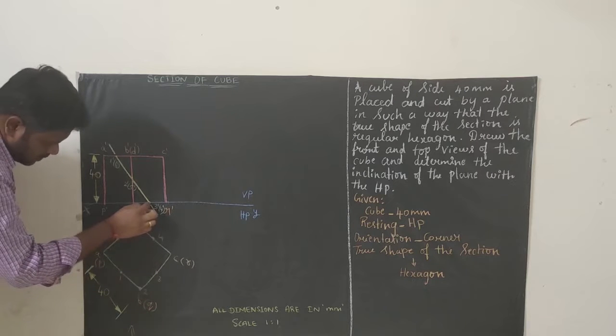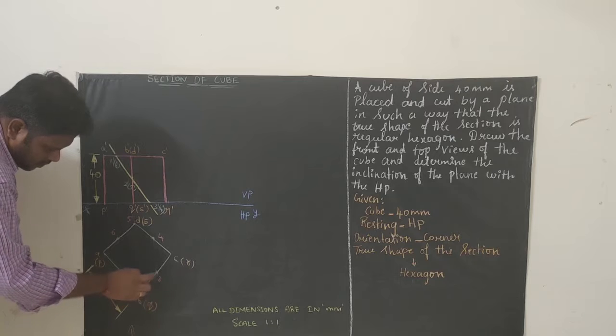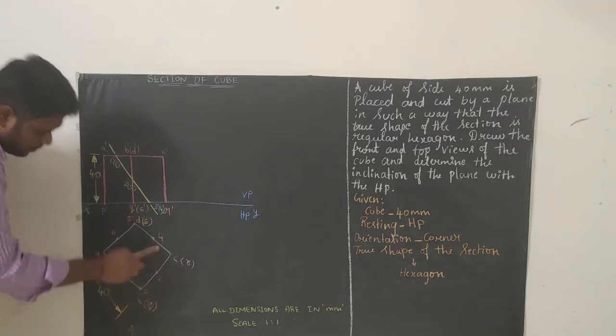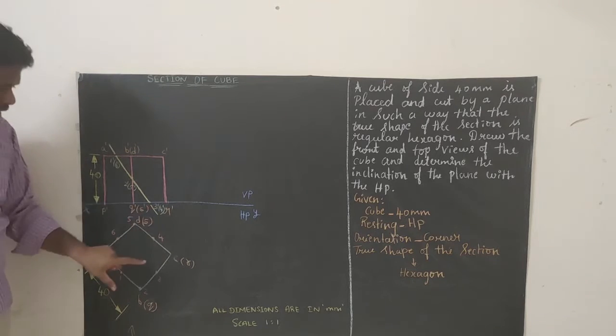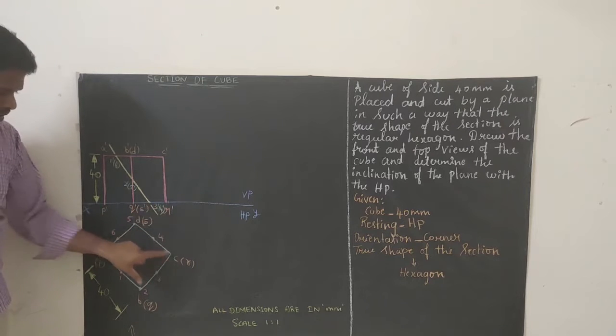Okay, if you try to extend this cutting point vertically downwards, it will be meeting this edge at this point, and we can name it as 3. 4 dash is between S and R. So between S and R we can mark 4.